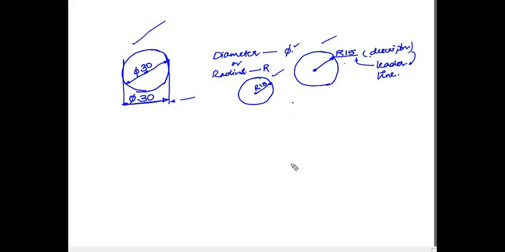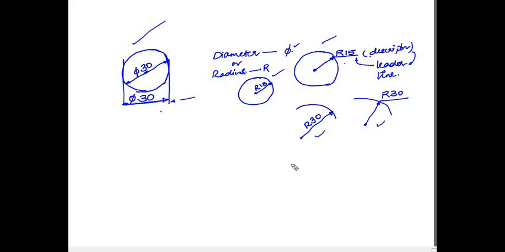Now let us say I have an arc with some radius, right? You can follow the same thing. You will find the center of the arc. From the center you can just draw a line, and then you can write some R20 or R30. This is one way of doing it. Or just like the previous case, you can draw the center like this, pull the leader line outside, and then here you can write R30. That is also acceptable. So you can follow any of these two methods for dimensioning an arc.